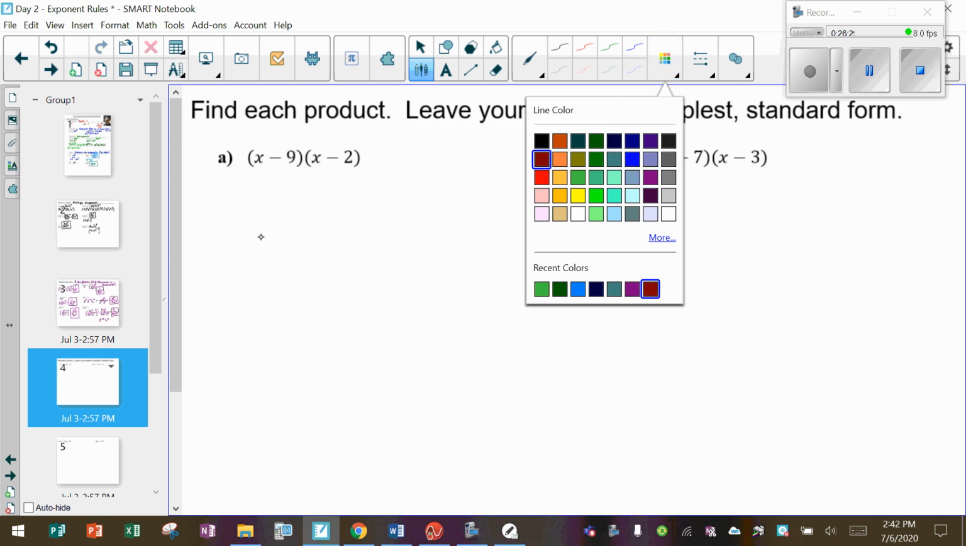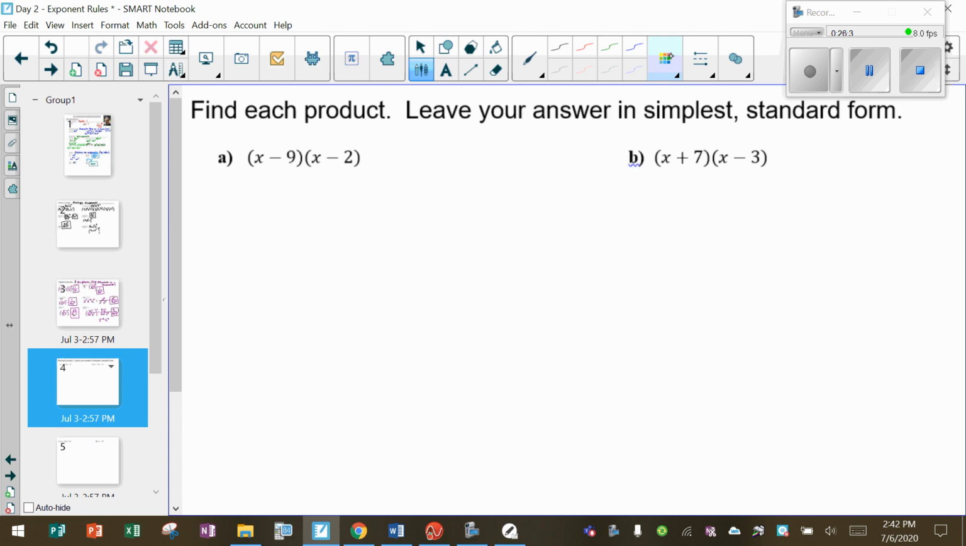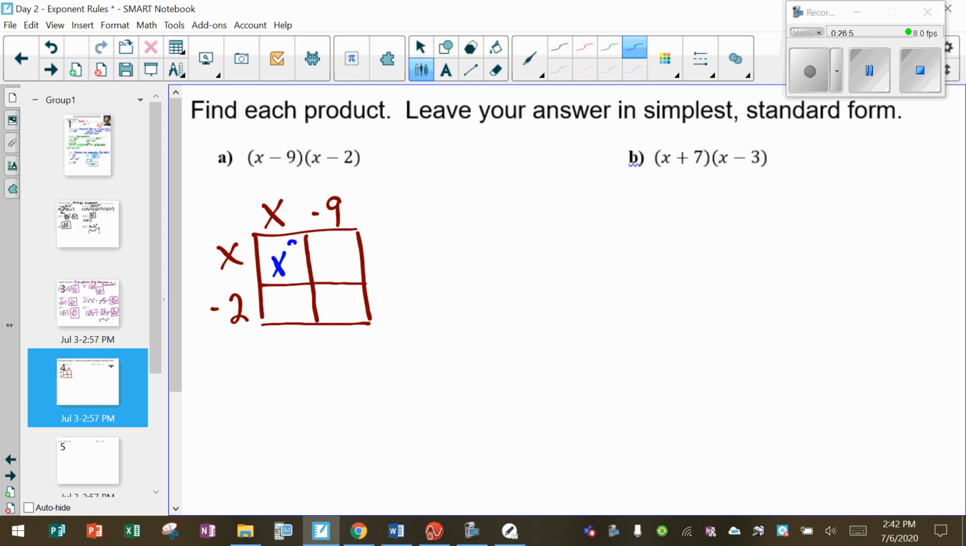I'm going to show you a couple different strategies that you may recognize of how to multiply the product of two binomials. So the first one we use in Penfield is the box method. I'm going to take one of my parentheses, x minus 9, and the other one, x minus 2. And then I'm going to use multiplication, like a multiplication table. X times x is x squared. X times negative 9 is negative 9x. X times negative 2 is negative 2x. And negative 2 times negative 9 is a positive 18.